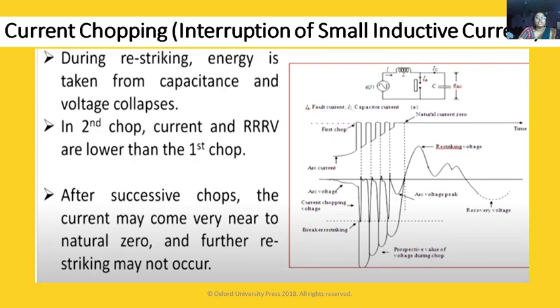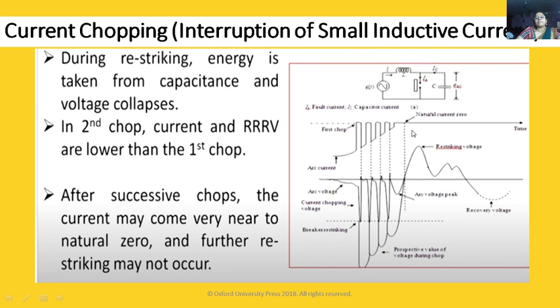During restriking, energy is taken from the capacitance and voltage collapses. This voltage collapses in the second chop, third chop, fourth chop, fifth chop, and the voltage is less than the earlier one. Why? Because during restriking, energy is taken from the capacitance and voltage reduces. In the second chop, current and rate of rise of restriking voltage are lower than the first chop. After successive chops, the current may come very near to natural zero, and further restriking may not occur.